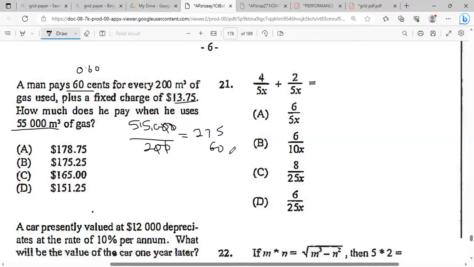6 times 5 is 30. 6 times 7 is 42, and that 4 makes 45. 6 times 2 is 12, and that makes 16. So it's 2 decimal places, so it's 165, right? Plus a fixed charge, so you have an additional 13.75, which is 5, 7, 8. With the decimal point, so that's E.